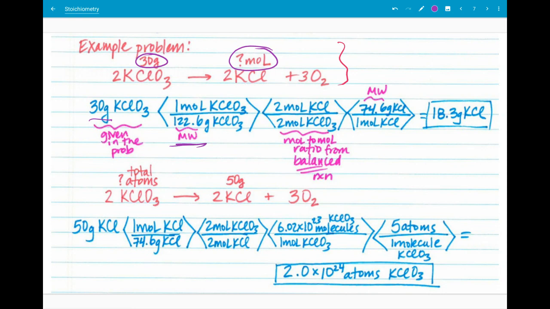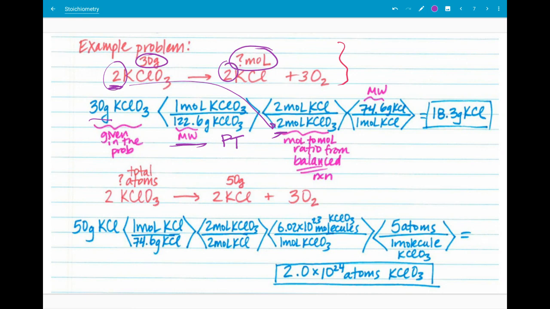So this is where my molar mass, or my molecular weight from the periodic table, comes in. That allows me to convert to moles. Once I know my moles of KClO3, I go to my balanced chemical reaction. So that's where that 2 came from.